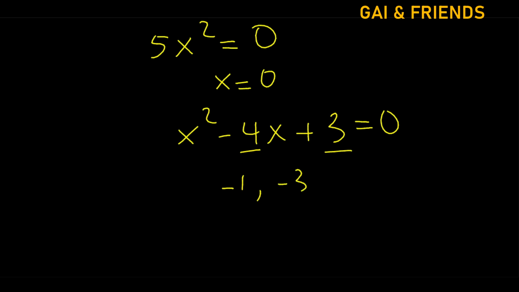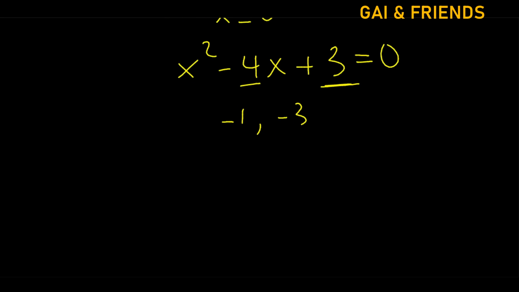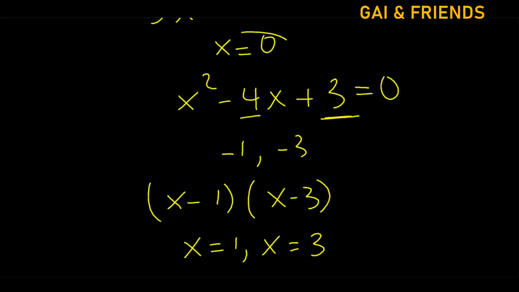-3 times -1 is going to give you 3. -3 minus 1 is going to give you -4. It gives you +3 and -4. Then our factors are going to be x minus 1 and x minus 3, meaning we are going to get x is 1 and x is 3. And we already have x is 0 here. So we have three critical points.